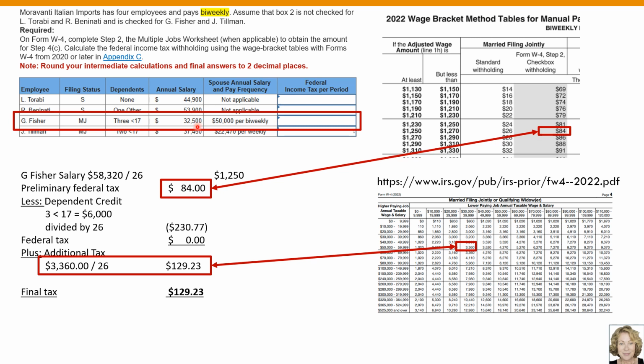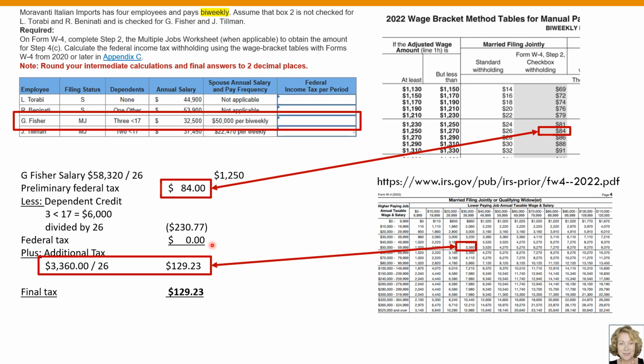First, we calculate the biweekly salary for G. Fisher, which is $1,250. Now look up the preliminary tax in the federal biweekly tax table, which is $84. We then subtract $230.77 for the 3 dependents under 17, which brings the tax down to 0. It's really important that you don't carry forward a negative amount.